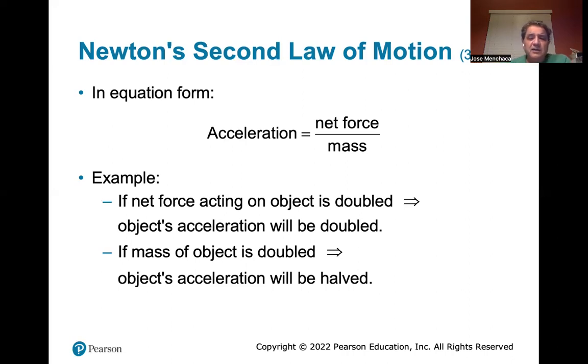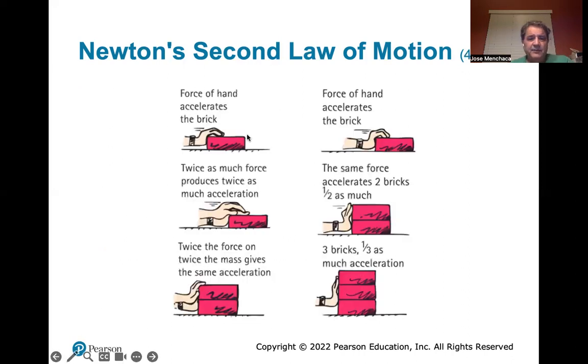Examples: if the net force acting on an object is doubled, then the object's acceleration will be doubled. It's in the numerator. So if you increase this, the acceleration will increase. If the mass of the object is doubled, then the object's acceleration will be halved. So if you apply a net force and you have a mass of 2 kilograms, you'll get a certain acceleration. If you take that same net force and now you have 4 kilograms, you've doubled the mass, so you've cut your acceleration in half. Okay.